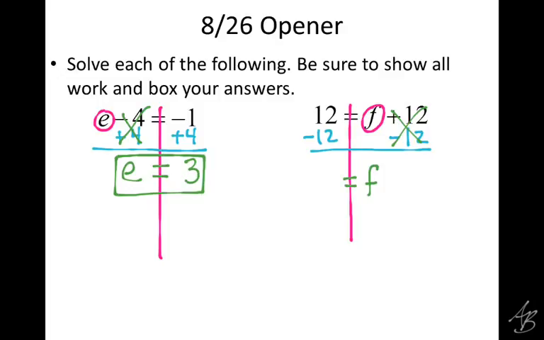On the left side, 12 minus 12 is... Can I just cancel those out like I did on the other side? I can, but should I just leave that blank then? No. When those cancel out, what is left? 0. Because 12 minus 12 is 0. So we get f equals 0 on that one.